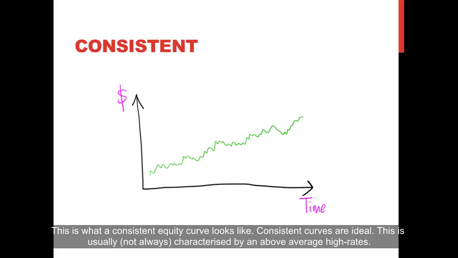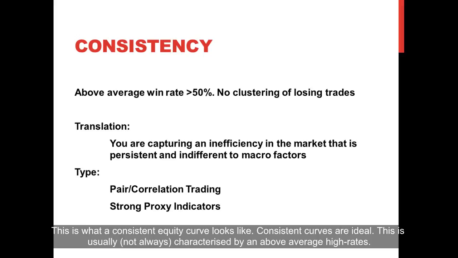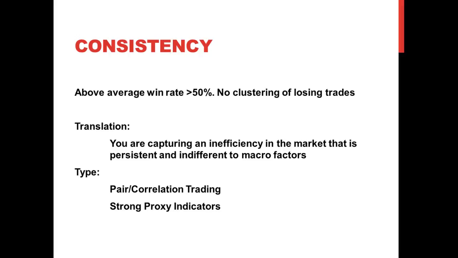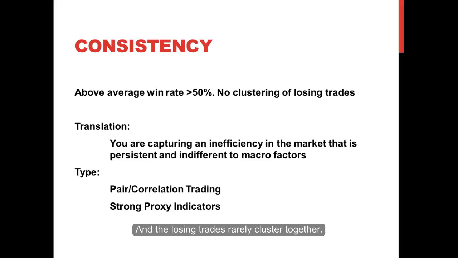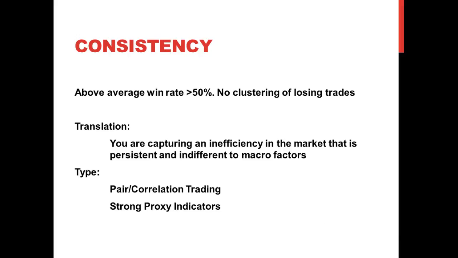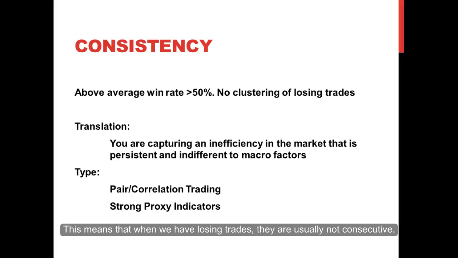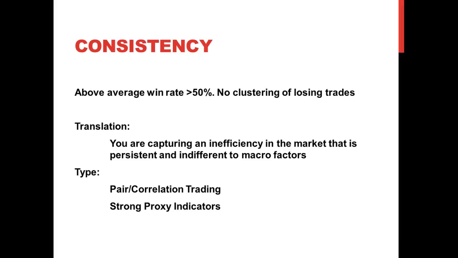This is what a consistent equity curve looks like. Consistent equity curves are ideal. This is usually, but not always, characterized by an above average winning rate, and the losing trades rarely cluster together. This means that when we have losing trades, they are usually not consecutive.